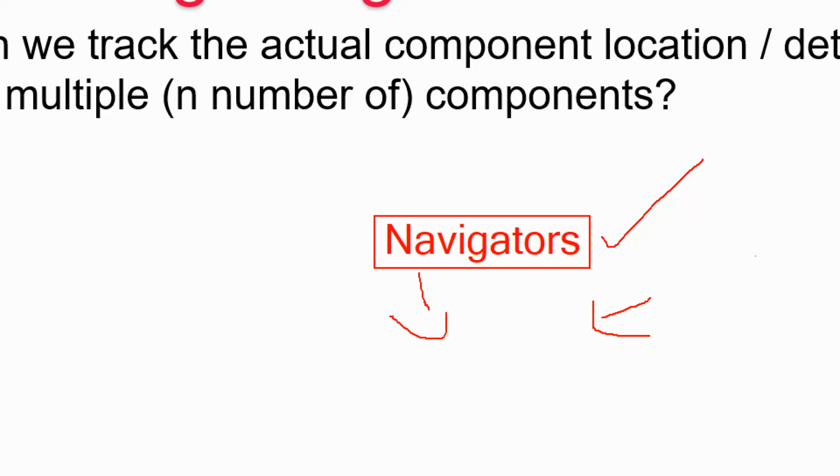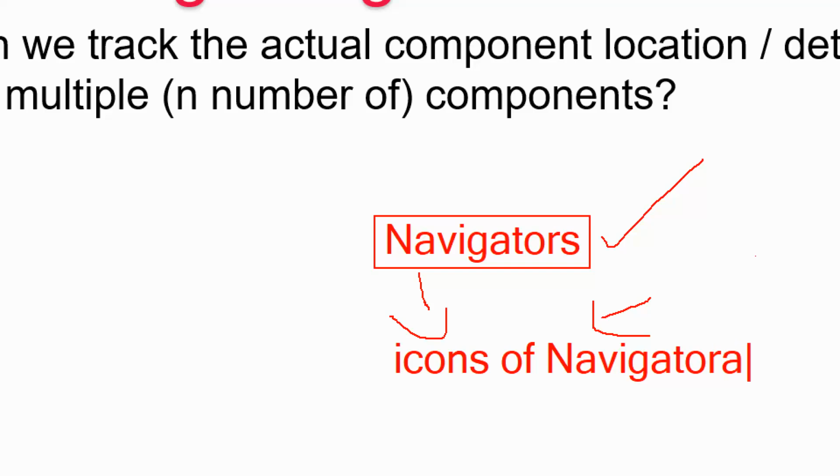In the navigators, I also want you to stress on this part: you have to get familiar with the icons of navigators. What are the icons of navigators? It means what that left side icon represents. If it is a cube, what does that mean? If you see a cube with a triangle, what does that mean? Those are also very important for you to understand. Then it makes it easy for you to work on Eplan.